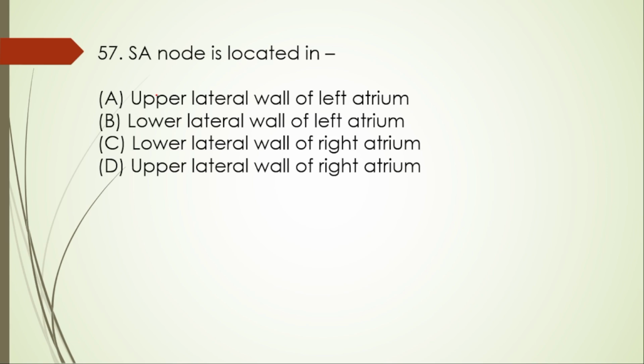Next, 57. SA node is located in A. Upper lateral wall of left atrium, B. Lower lateral wall of left atrium, C. Lower lateral wall of right atrium, D. Upper lateral wall of right atrium. Here the answer is D. Upper lateral wall of right atrium.